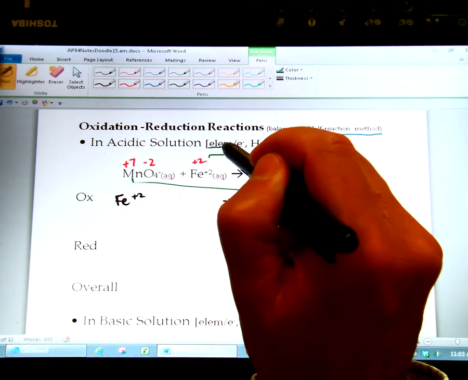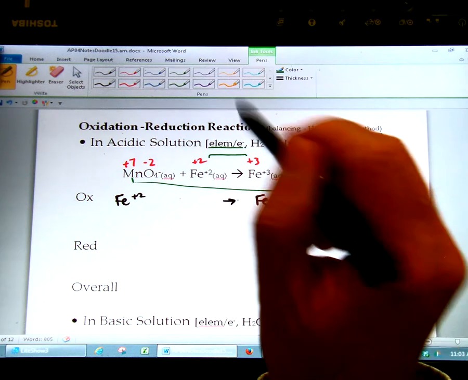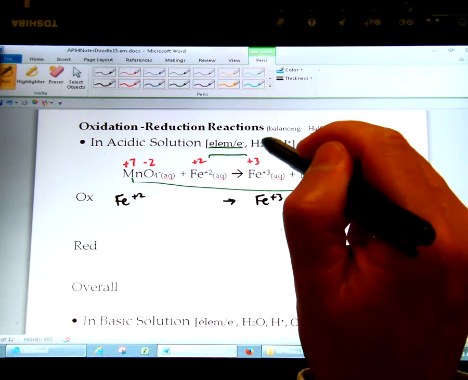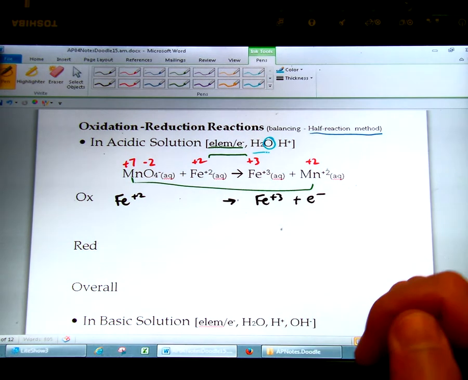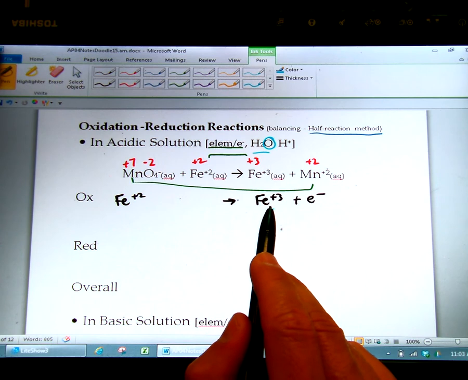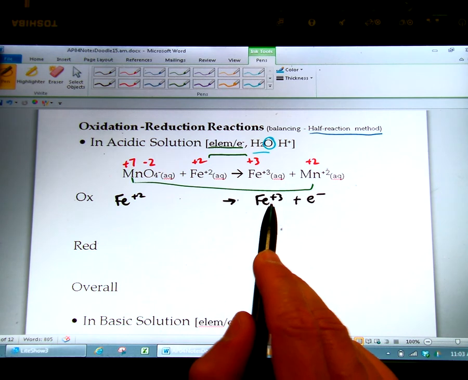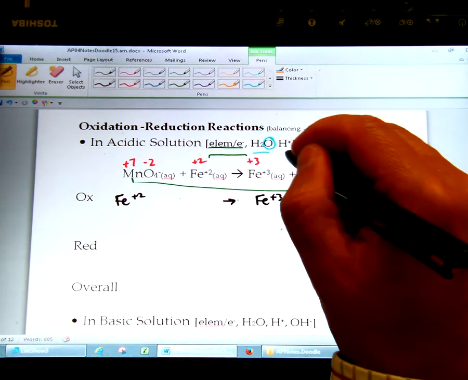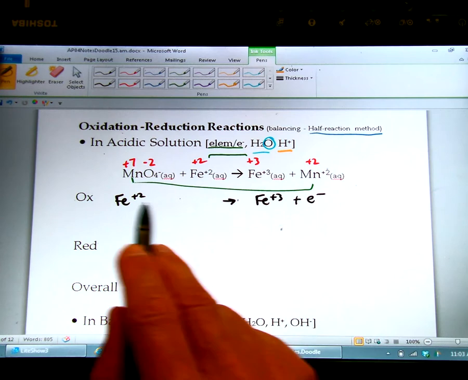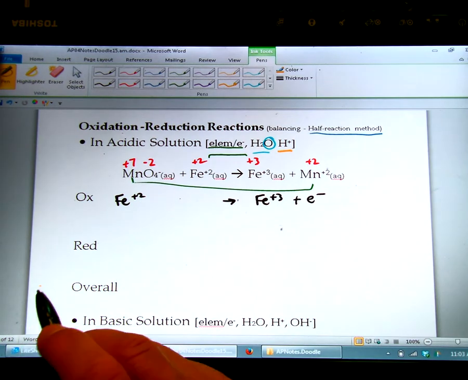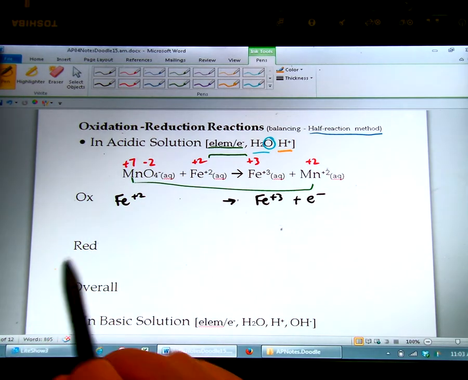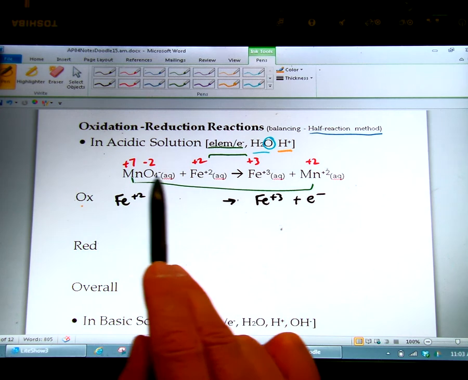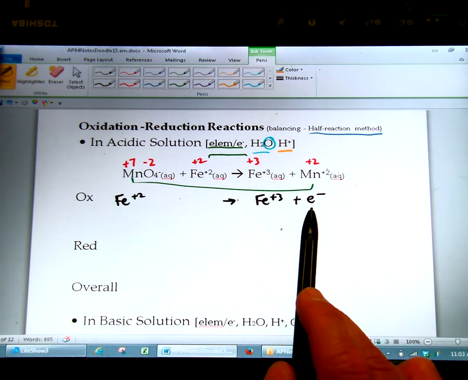Okay, so that step is now done. The next step is, again, use water for oxygen. There are no oxygens anywhere, so I could just skip this step, and I don't need it. And lastly, in this part, we're going to do H pluses for hydrogen. Again, there are no hydrogens at all. So we're done with the oxidation. So if they asked for the oxidation half reaction of this reaction, you would just write this and you're done.